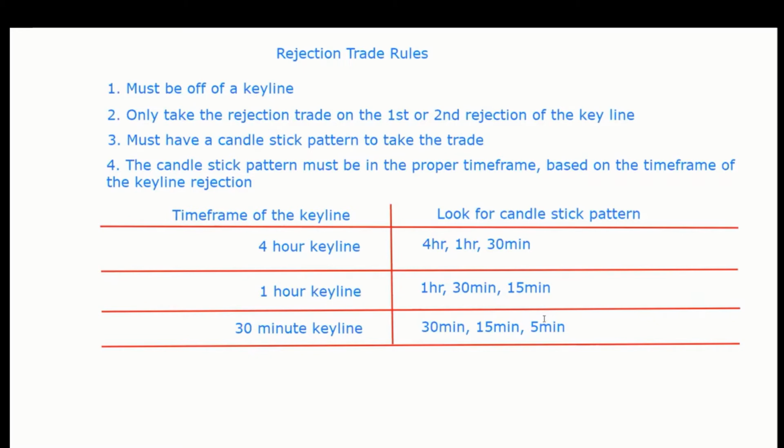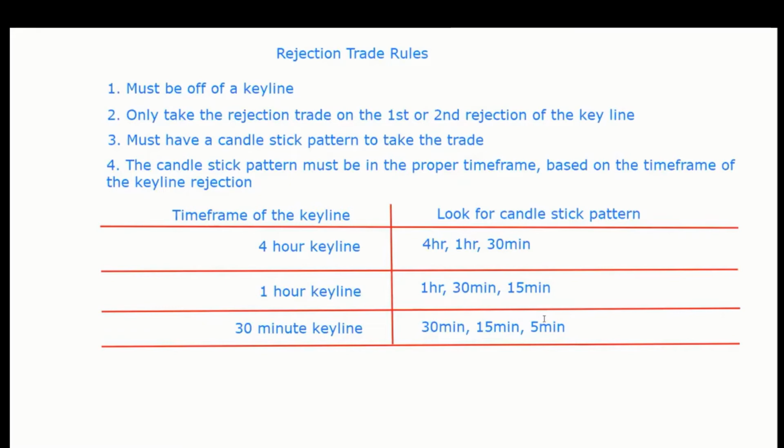So you've got to look at it that way when you ask, okay, what time frame should I be looking to take the trade off of this key line? That's going to depend upon your account size, how much of a stop loss your account can handle. So look at it that way in terms of which time frame you're going to take that trade out of. On a 4-hour key line, you can look at 4-hour, 1-hour, and as low as the 30-minute. On a 1-hour key line, you can be looking at the 1-hour, 30-minute, or go as low as the 15-minute.